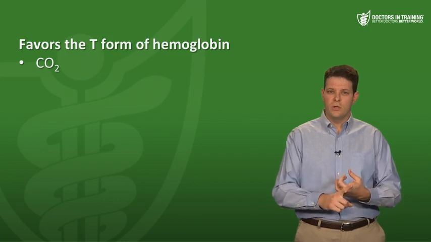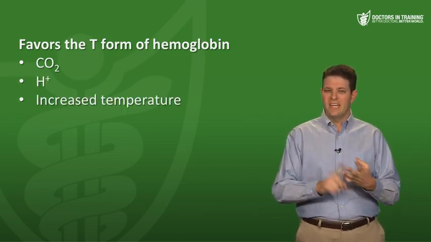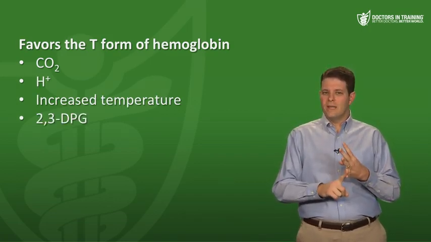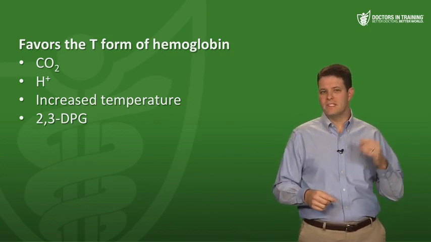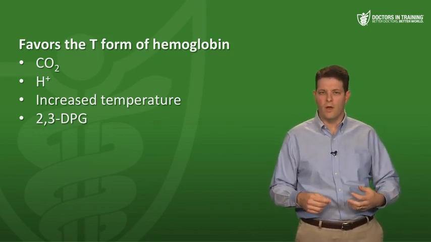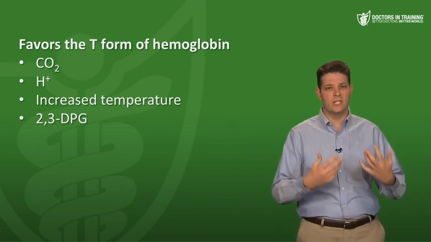So what determines whether hemoglobin is in the T form or the R form? So CO2, hydrogen ions, increased temperature, and 2,3-DPG all favor the T form over the R form. They all favor unloading of oxygen to the tissues.